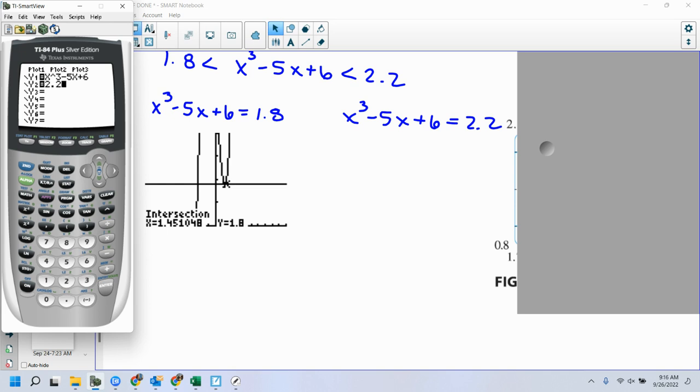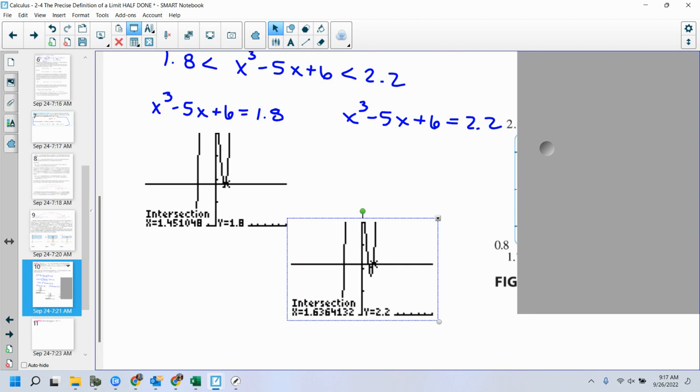I know I'm running out of time. And I do second calculate intersect. I get closer to 2. It's 1.63. So I know I just got to be between 1.45 and 1.63 for my x values. We'll talk about what that means for delta tomorrow, because that's not truly my delta. We'll pick up right there tomorrow.